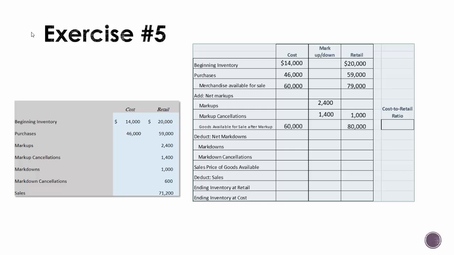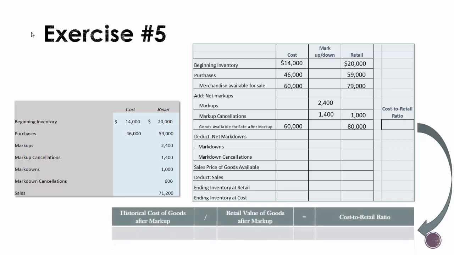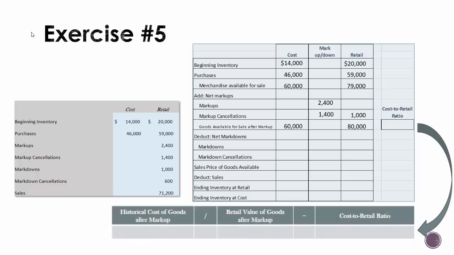$60,000 cost, $80,000 retail, and we now compute our cost to retail ratio. The historical cost of goods after markup was $60,000. The retail value of those goods after markup is $80,000. Our cost to retail ratio is again 0.75.